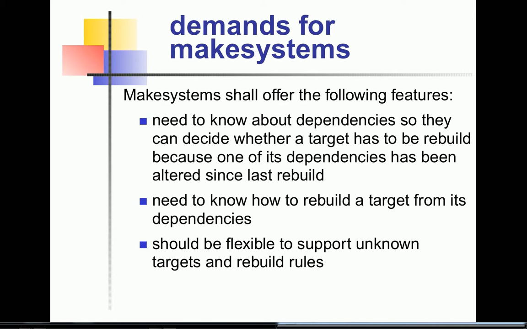Make systems usually offer the following features. They know about dependencies of each source file, so they can decide whether a target has to be rebuilt because one of its dependencies has been altered since the last rebuild. You need to know how to rebuild a target from its dependencies, and it should be flexible to support unknown targets and rebuild rules.